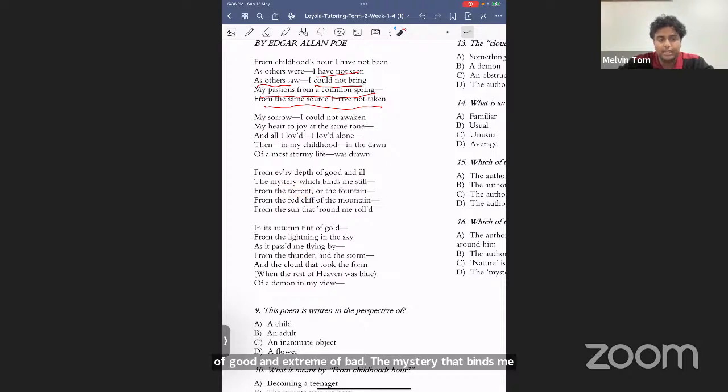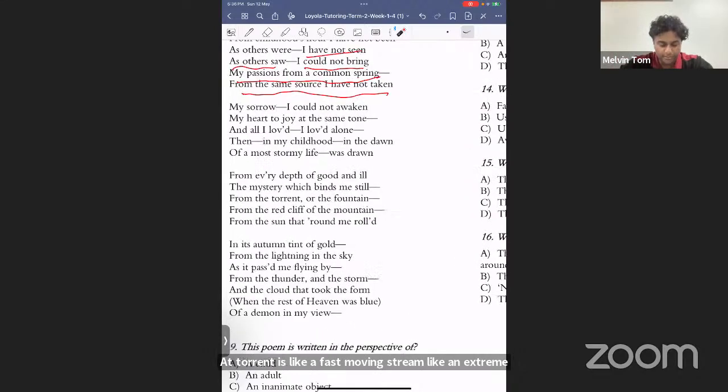So a torrent is like a tornado, but that happens in water. Do you guys know what a whirlpool is? It's like one of those things in the water that sucks it down. Let me just double check if I'm correct. No, sorry, that's just a whirlpool. A torrent is like a fast moving stream, like an extreme rapid stream or lake.